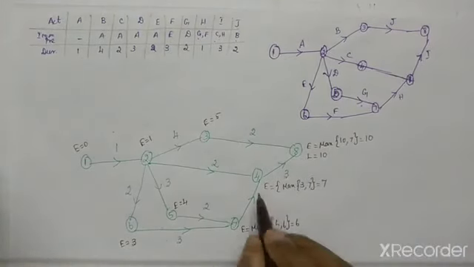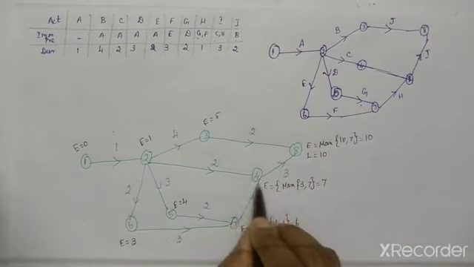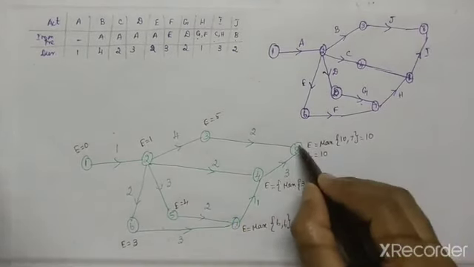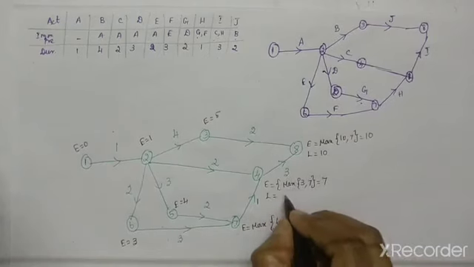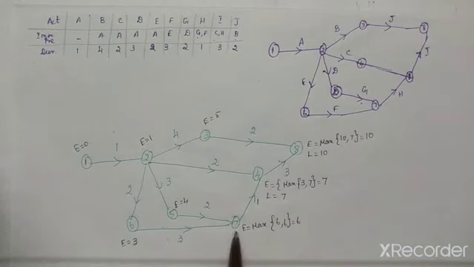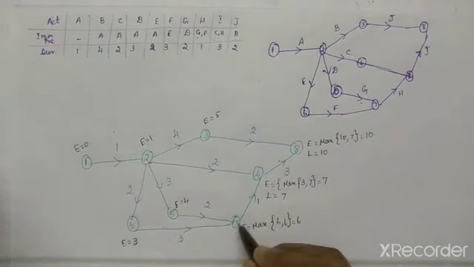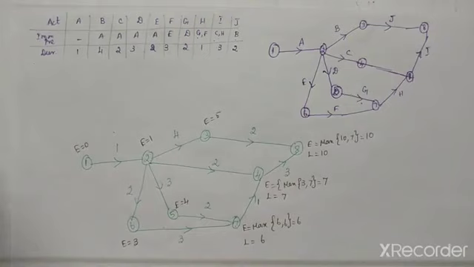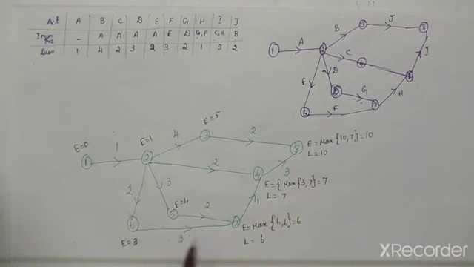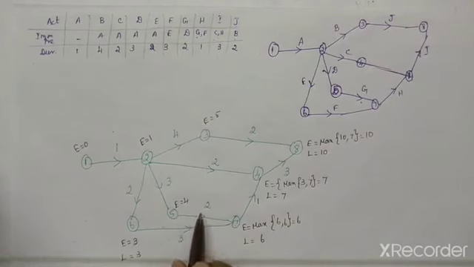You have to come to the previous activity, this one. For this one there is only one outgoing activity. So you have to subtract 3 from L. So L value will be 10 minus 3 is 7. Next we have to come to this one. For this activity, only one outgoing activity. So directly you have to write L value will be 7 minus 1, that is 6. For this activity also only one outgoing activity. So directly you have to write L value is equal to 6 minus 3. For this also there is only one outgoing activity. So 6 minus 2 is 4. So L value will be 4.